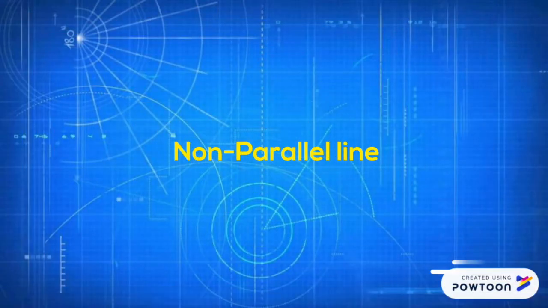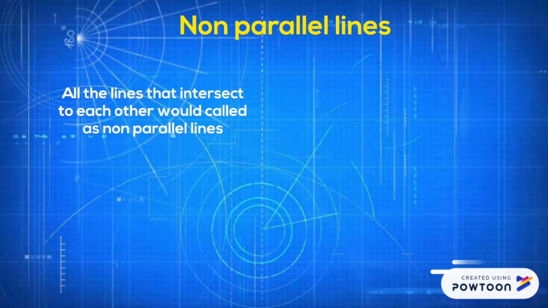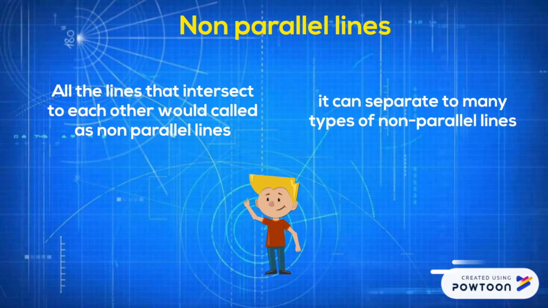Welcome to my part, the non-parallel line part. Because Win has already done his part with parallel lines, let's begin with the non-parallel line part. I will show you how the equation of non-parallel lines works. But first, we need to begin with what a non-parallel line is. It's any lines that intersect each other, and we call it a non-parallel line because, as we said, parallel lines will never intersect each other.